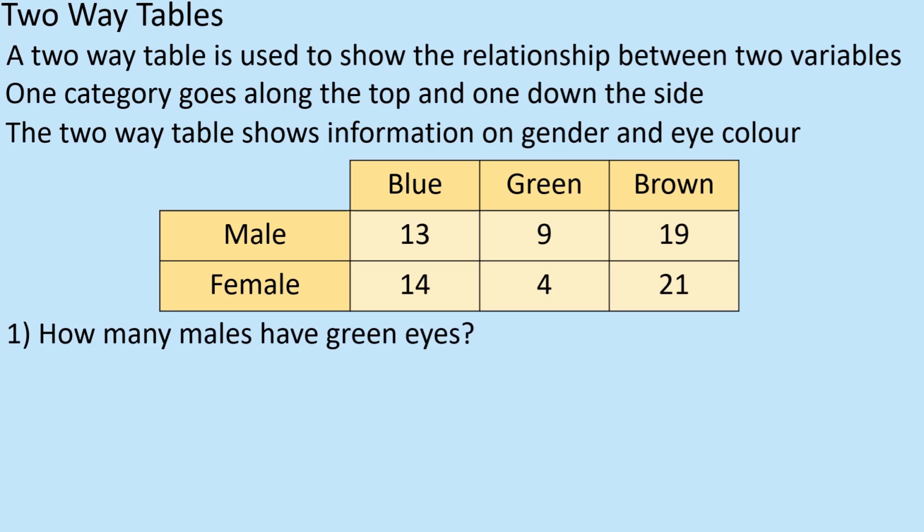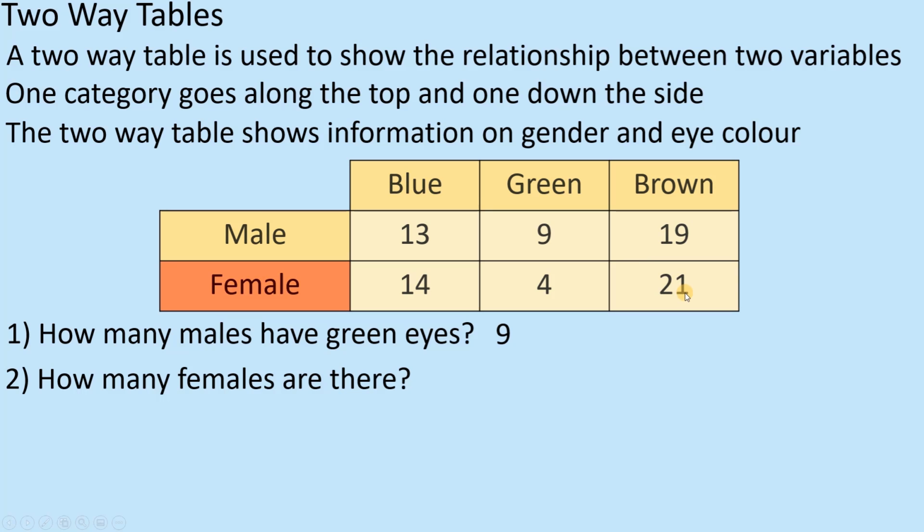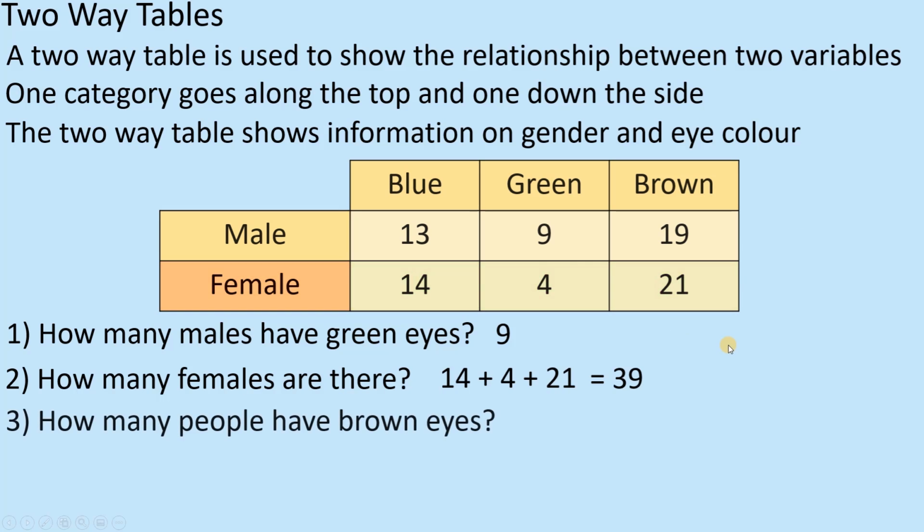How many males have green eyes? We're literally looking at male, how many green, and the answer is 9. How many females are there in total? What we don't have is a totals column, so we probably need one added here. It's going to be 14 plus 4 plus 21, those three, which gives me 39. Sometimes you have a total column at the end and a total row at the bottom, which is missing in this particular case.